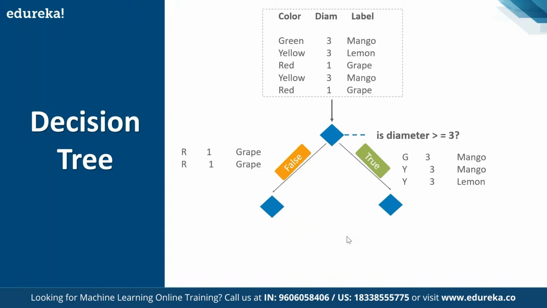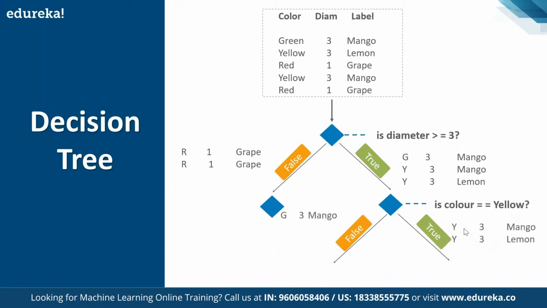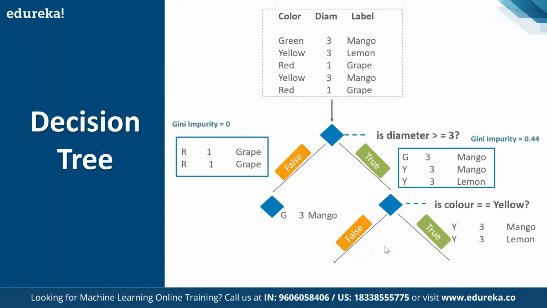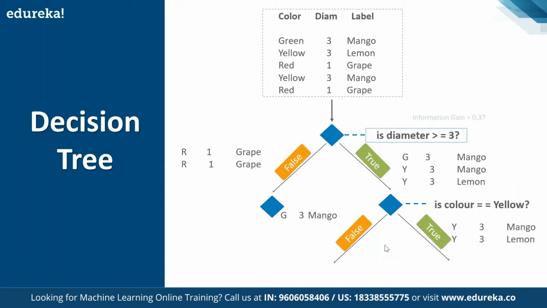Here the splitting is not required, but on this side I may check now: is the color equal to yellow or not? If the color is equal to yellow, then I have two fruits, which are this row, your mango or lemon. And if the color is not equal to yellow, then you will have the other row of the data set which you are left with. So this is how the work is done in the case of a decision tree.